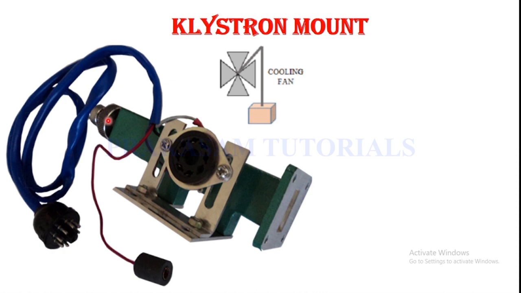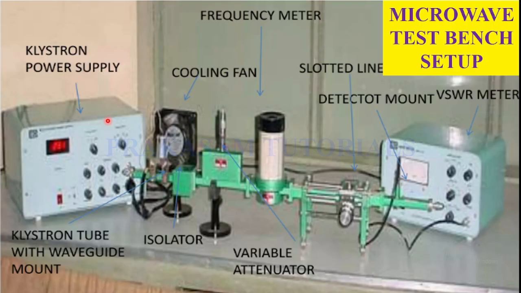And in the microwave laboratory, we can use the X-band frequency range. That X-band frequency range is 8.2 GHz to 12.4 GHz. And the cooling fan. This is the cooling fan in the klystron power supply. The importance of the cooling fan is that it should be operated to reduce the heat of the reflex klystron.